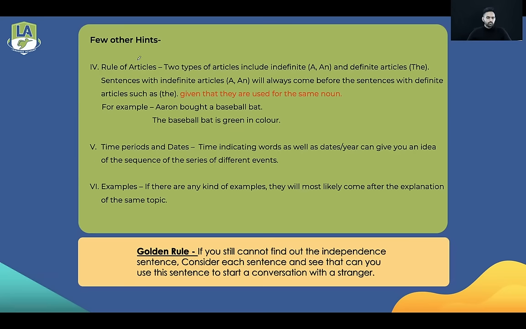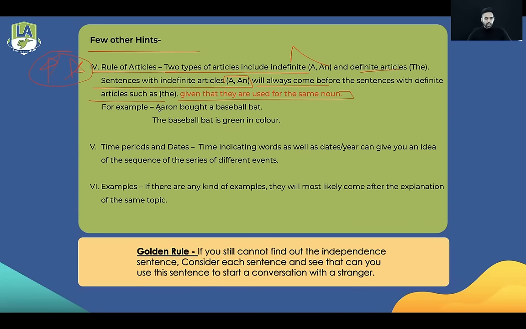All right, before we move further, we'll have a look at a few other rules as well. Rule of articles, very important. We often ignore it. We all know it subconsciously, but we don't know how to use it practically. There are two types of articles, indefinite, a and an, and definite, the. Sentences with indefinite articles a and an will always come before, and sentences with the will come afterwards if they're used for the same noun.